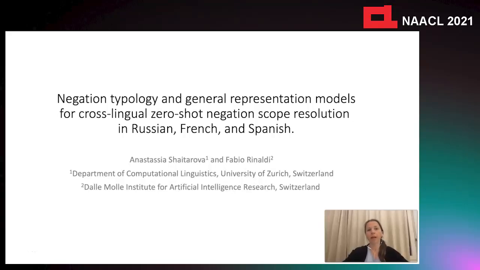Hi everyone. I'm presenting a paper titled Negation Typology and General Representation Models for Cross-Lingual Zero-Shot Negation Scope Resolution in Russian, French, and Spanish. My name is Anastasia Shaitarova and I'm from the University of Zurich in Switzerland. My supervisor for this project was Fabio Rinaldi.